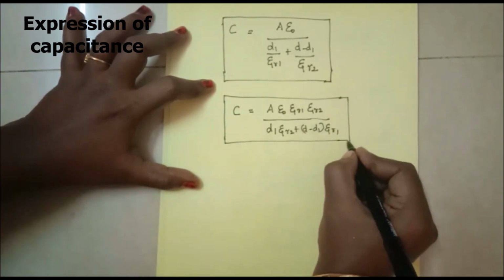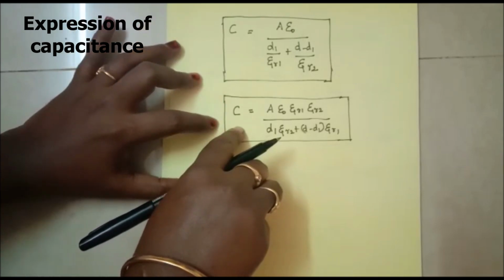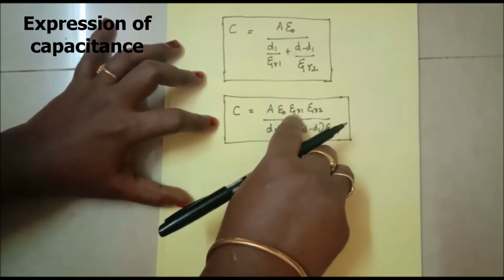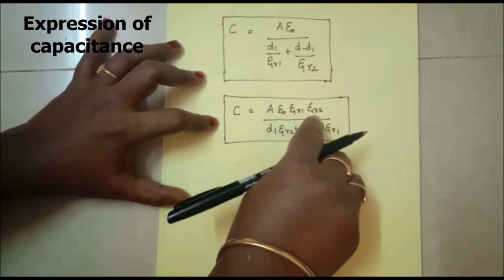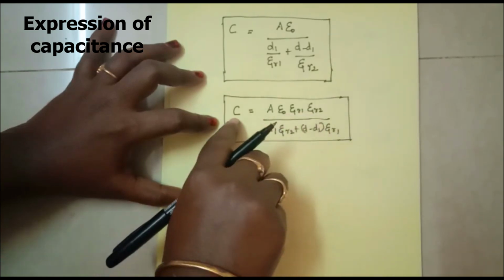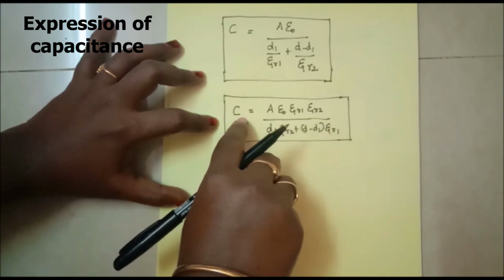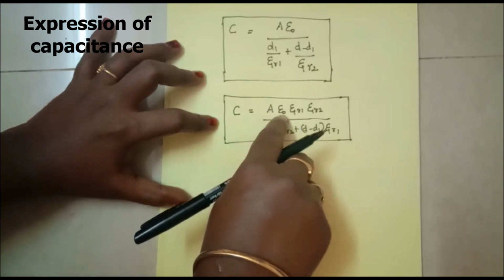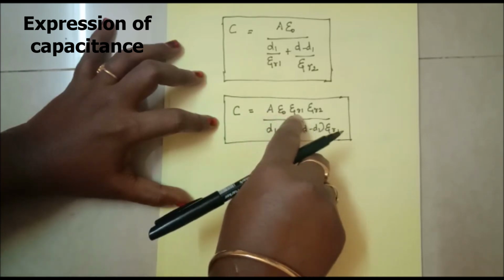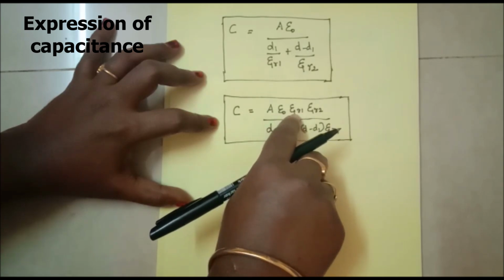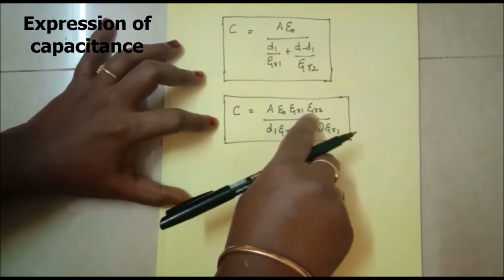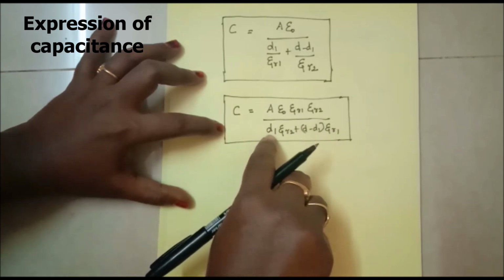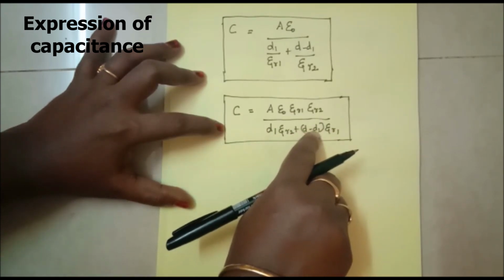So this is the final expression for the capacitor, consisting of two dielectric media having the relative permittivity epsilon r1 and epsilon r2. From this we take down the expression which gives the relation between the capacitance, the area of the plates, and epsilon naught, the absolute permittivity, and the relative permittivities of medium 1 and 2, that is epsilon r1 and epsilon r2, and the distance between the plates and the medium 1 and medium 2, which can be taken as d1 and d minus d1.